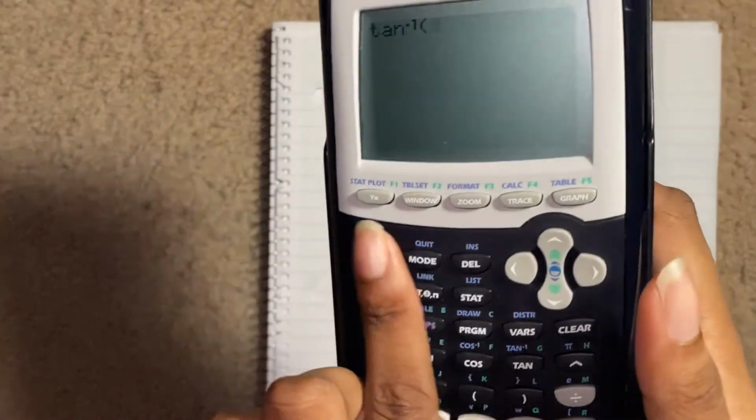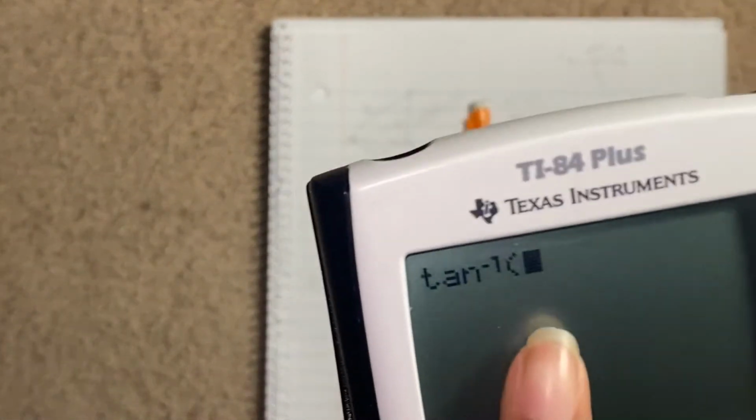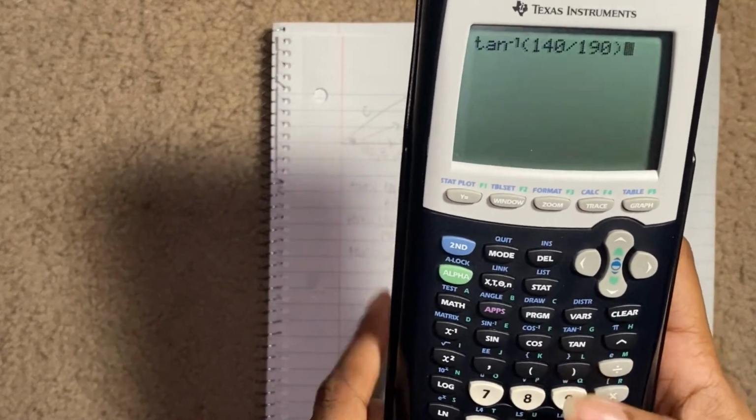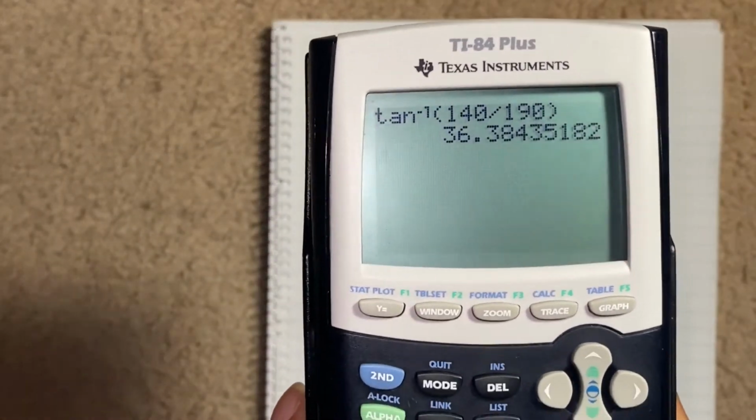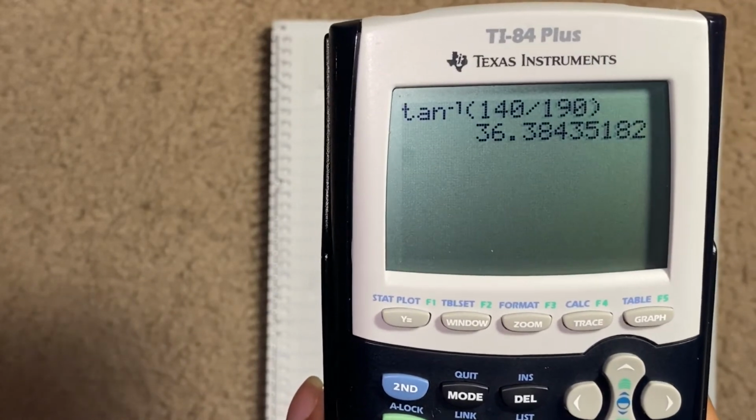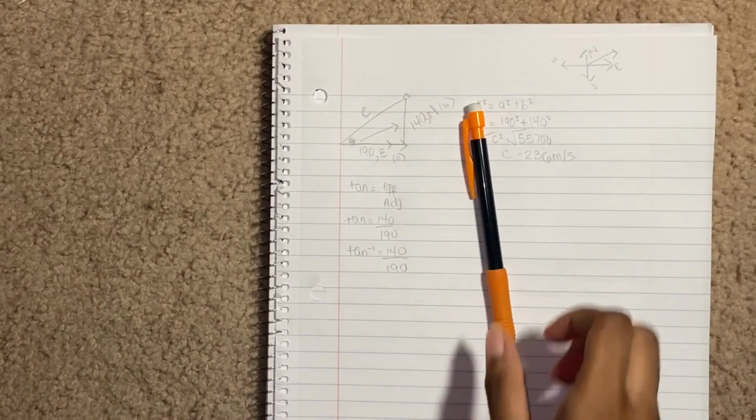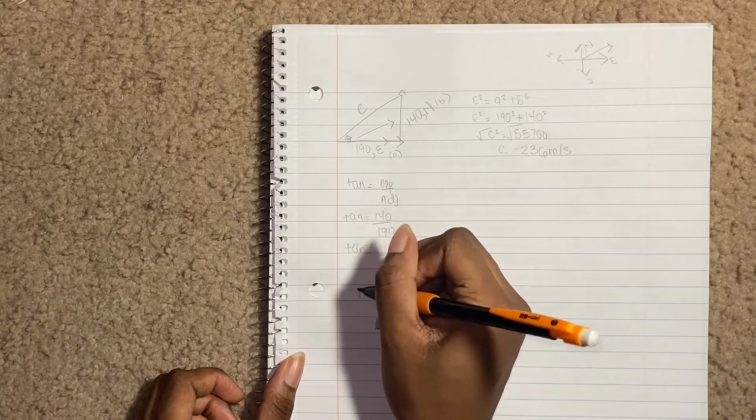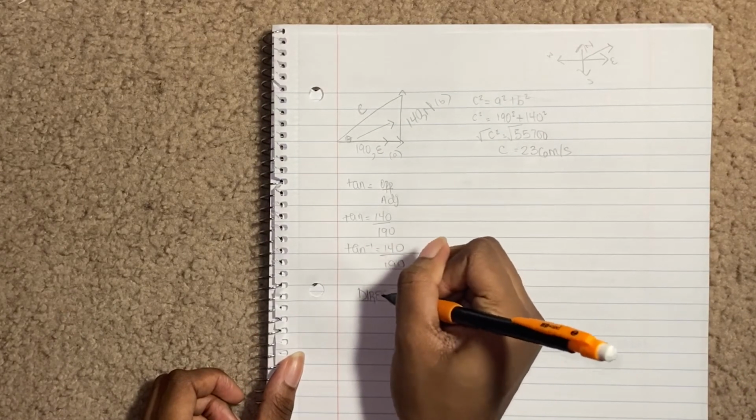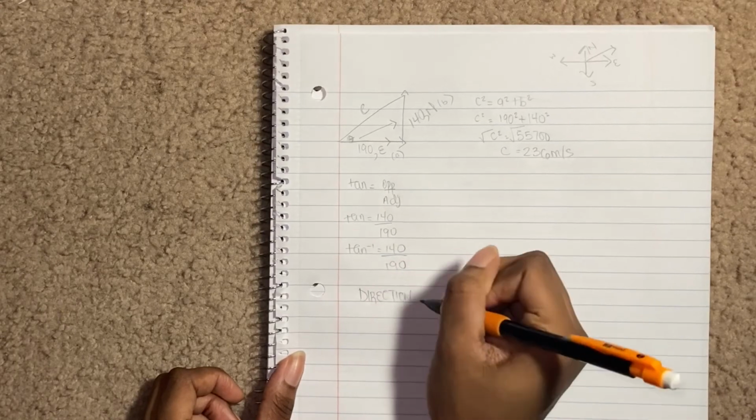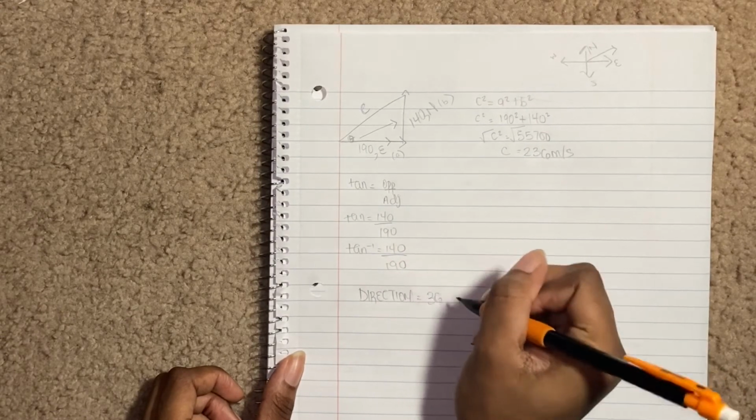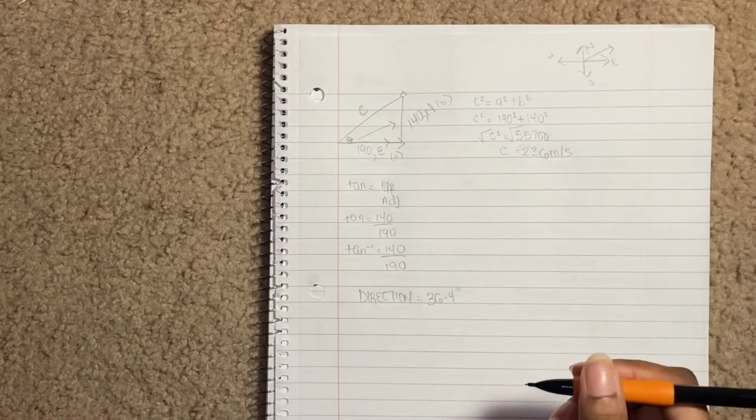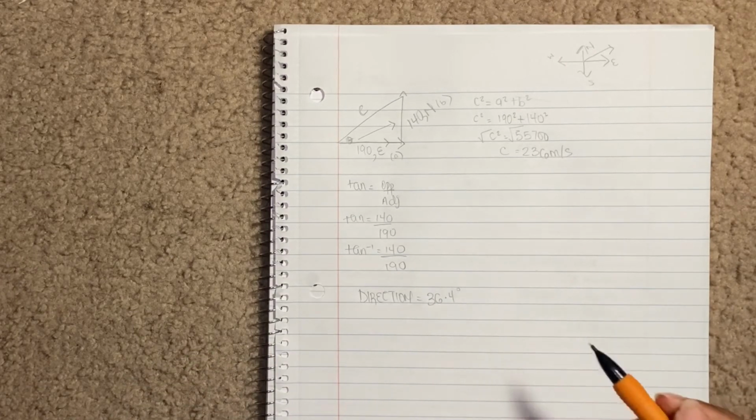Inverse tangent, you want to do second tan, and that gives you inverse tangent. You put your opposite divided by your adjacent, and that gives you 36.384 and so on. So your direction is equal to 36 degrees, 36.4 if you round it.